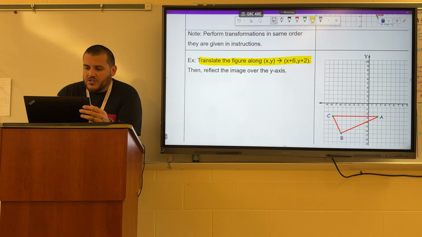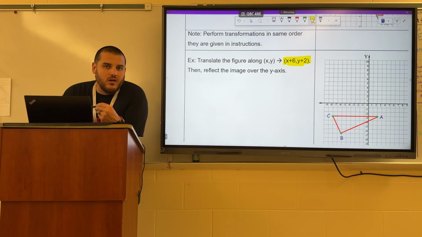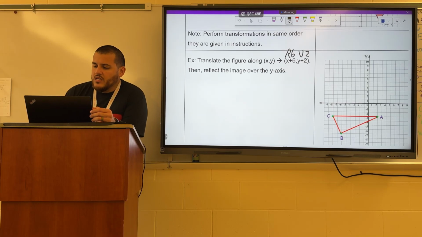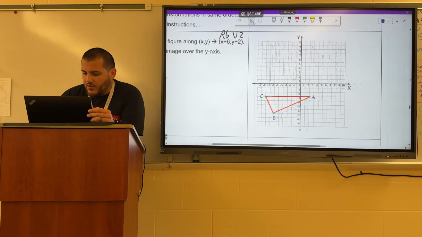So just to review the function notation here with translations, this tells us what distance and what direction to slide. X plus 6 would tell us to go to the right 6 units. Y plus 2 tells us to go up 2 units. So we would just do that carefully, 1 point at a time.